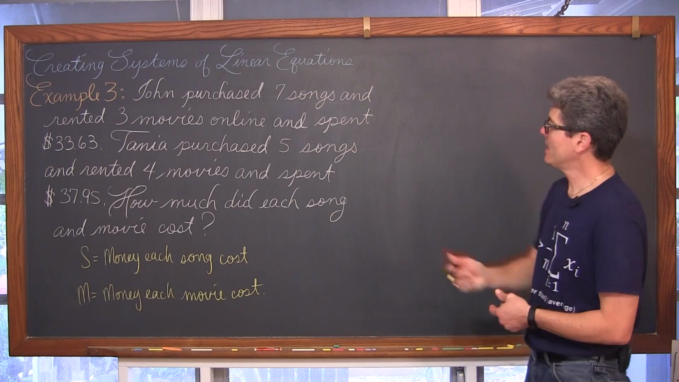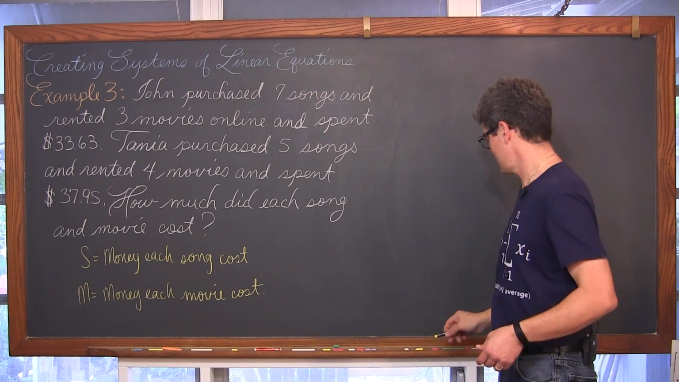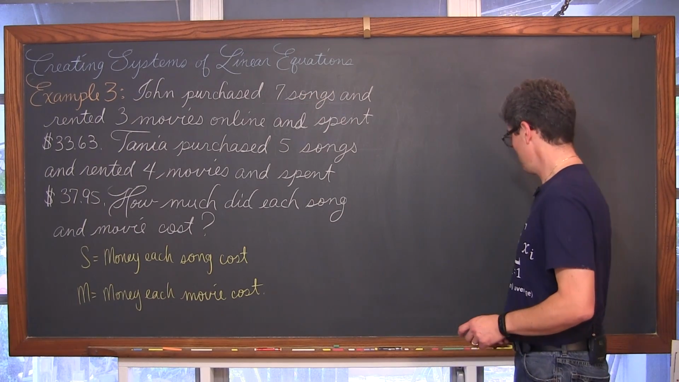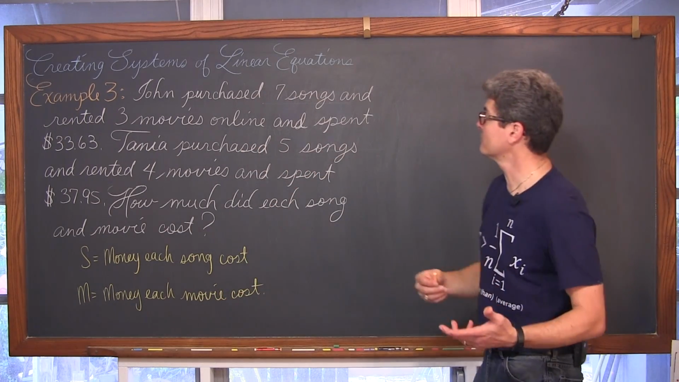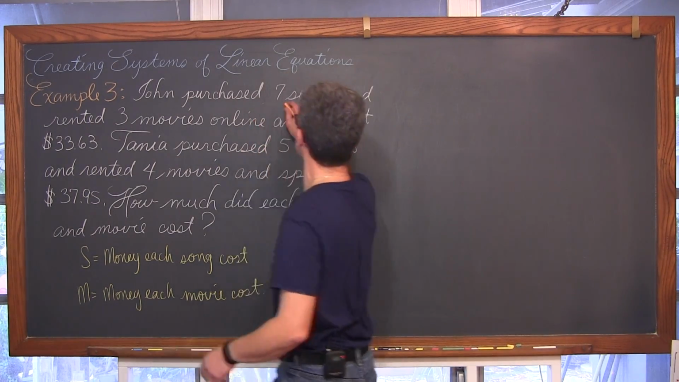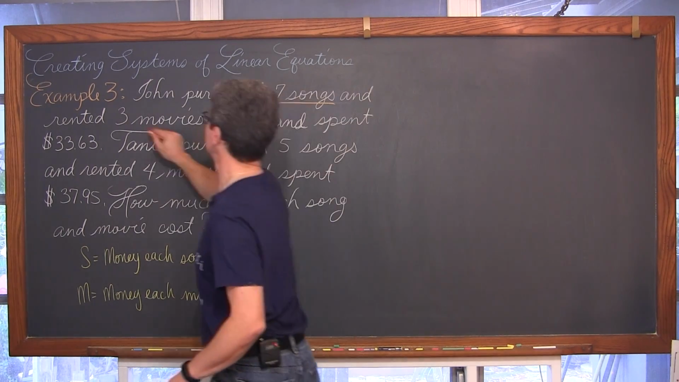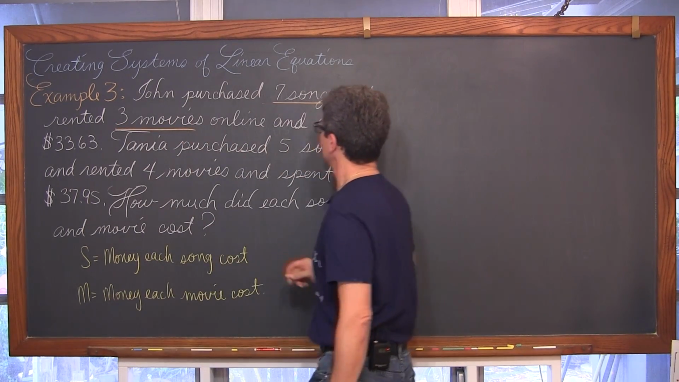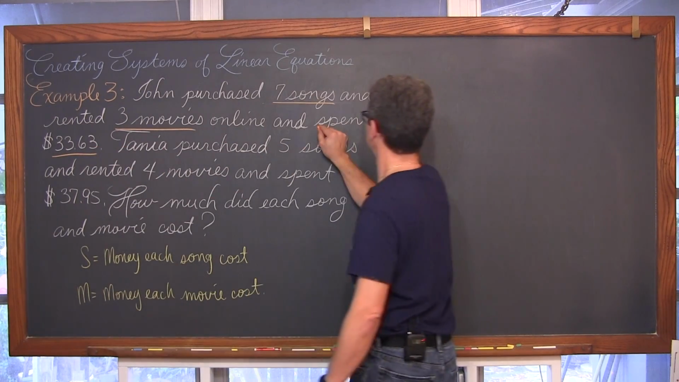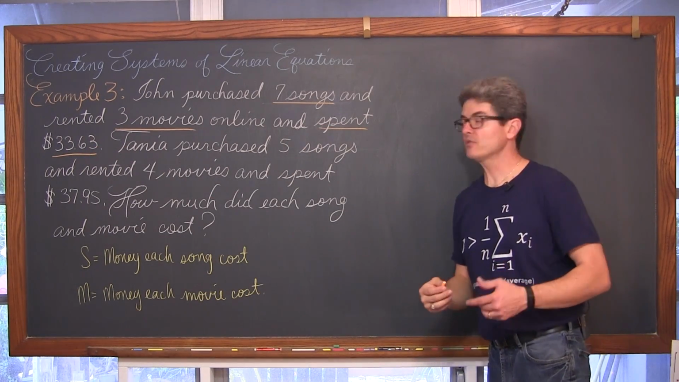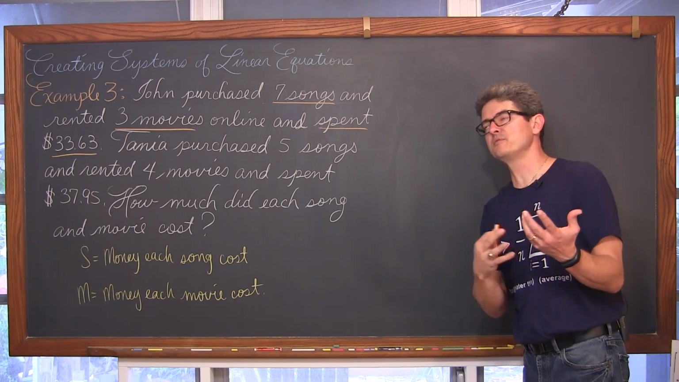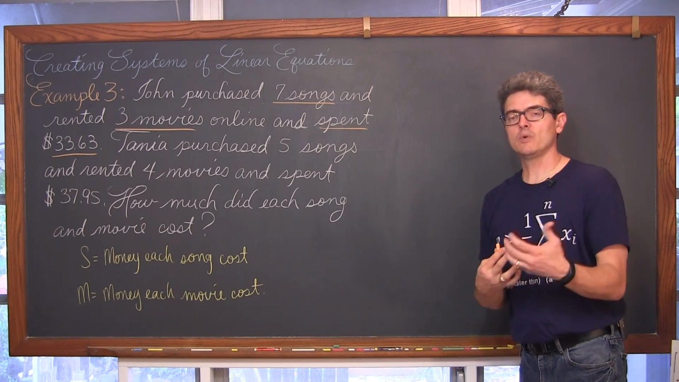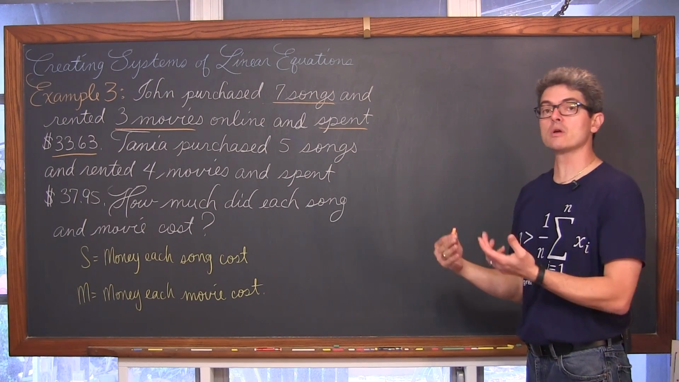Great. We've got 7 songs and 3 movies for John. So let's write all of John's work, all the values related to John, in orange. So 7 songs, 3 movies, and he spent a total of $33.63. So it's almost like John is, he's not really a variable, but we can use the names to organize our work.